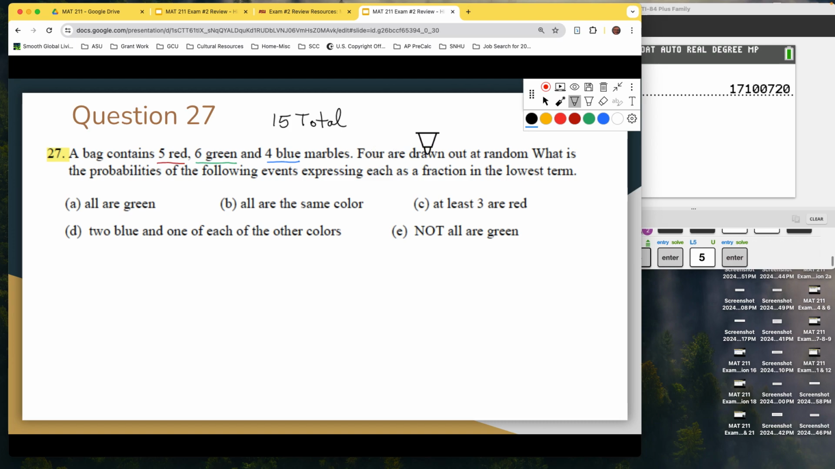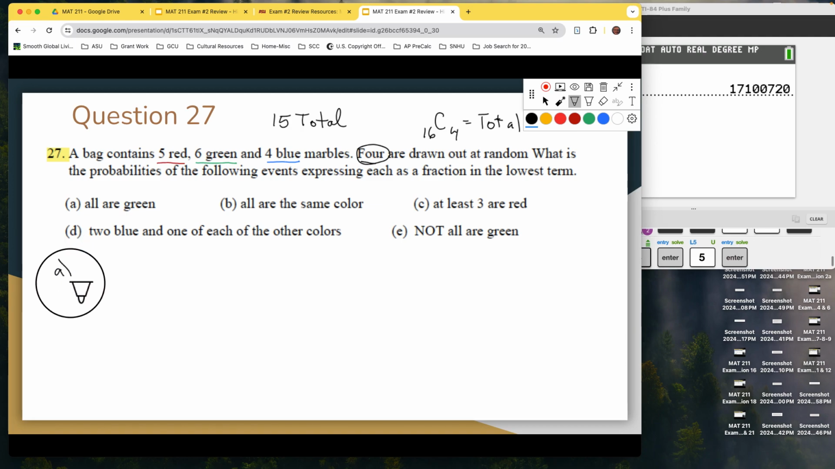All of that needs to be, and we're going to be using combinations. So the total combination is out of 15 marbles, 4 are drawn out at random. This is going to be the total number of things in our sample space, the total number of different ways we can do things, because again, the order we choose things is not important. This is going to be in the denominator of every question we do. And then each one of these, A, B, C, D, E, is going to involve setting up the numerator.